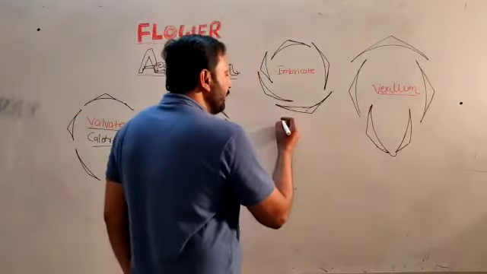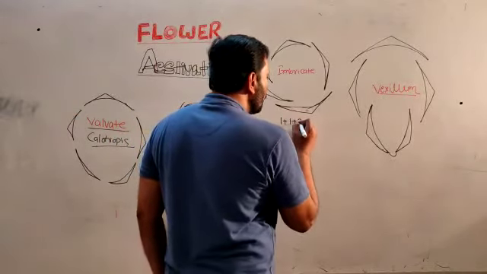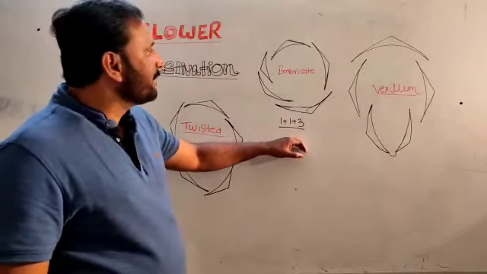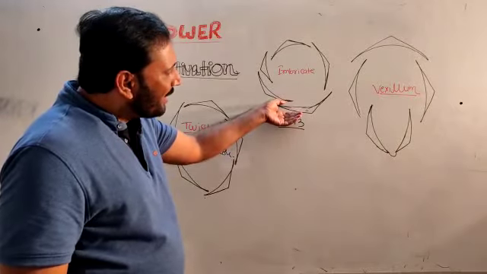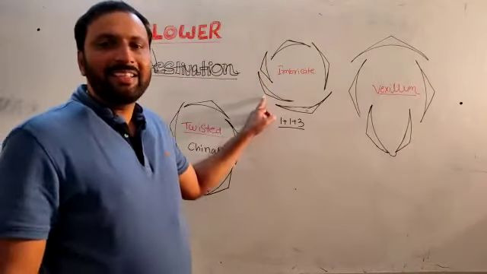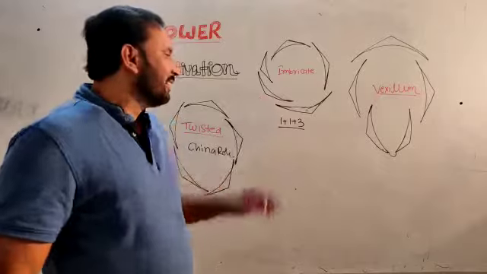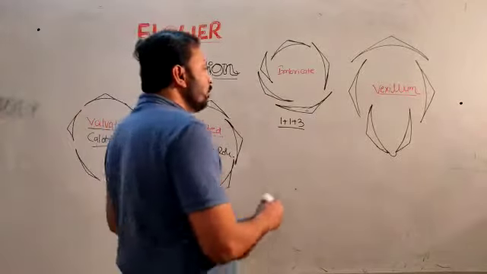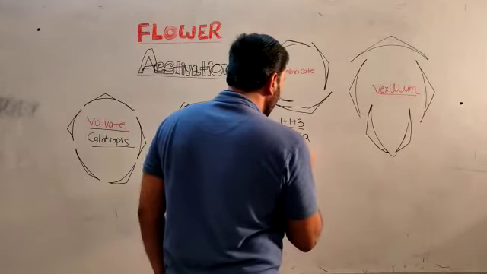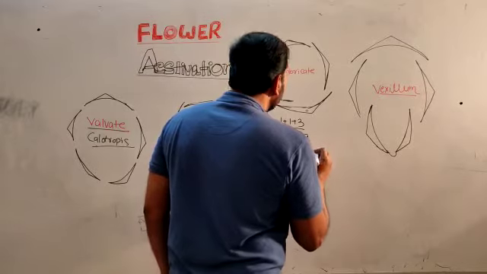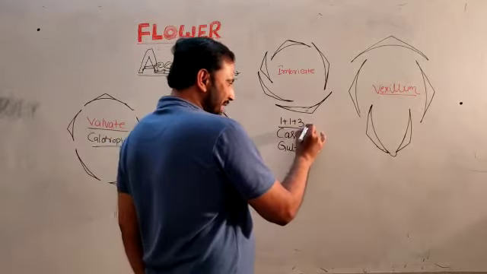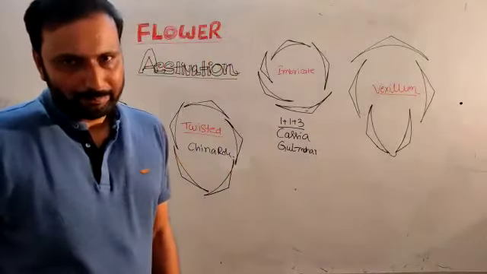And the third one, imbricate aestivation. I am giving the code for imbricate aestivation: 1+1+3. Here, the imbricate aestivation 1+1+3 means one perianth lobe is completely outside, one perianth lobe is completely inside, and the remaining three are arranged in an overlapping manner. Example, cassia and gulmohar. One is completely outside, one is completely inside, remaining three are overlapping.